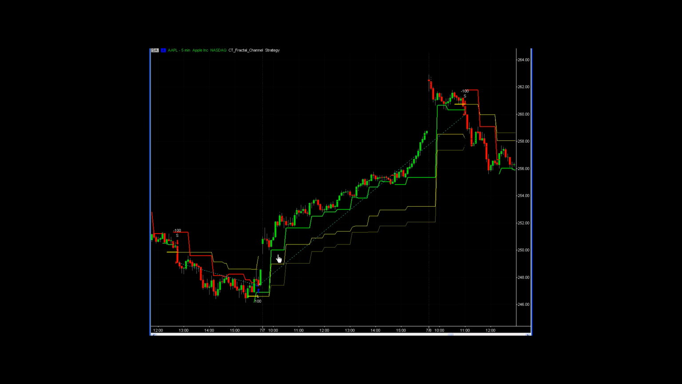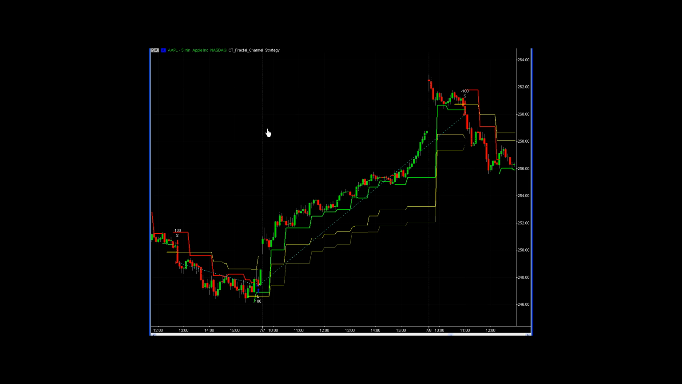By following the fractal and then giving it a little bit more of a buffer, that allows you to stay in the trade so you don't get knocked out by something like this before it runs up and makes its profit. Now, you would have got knocked out by this if you were following the fractal, but we use some other things as well.